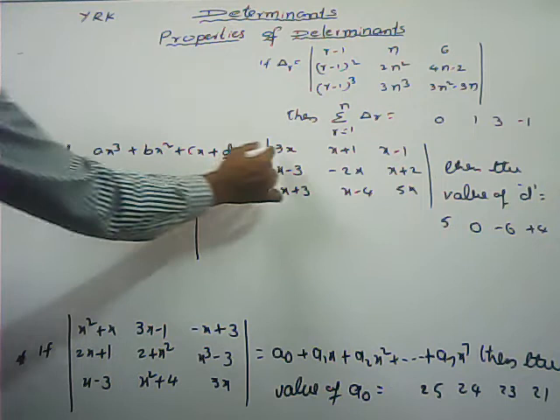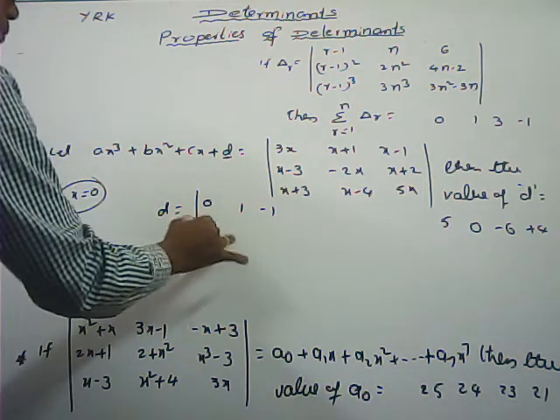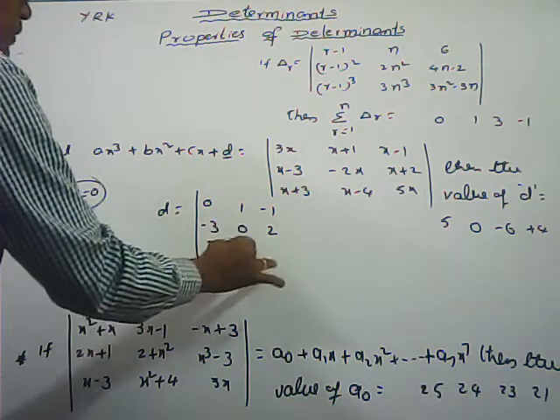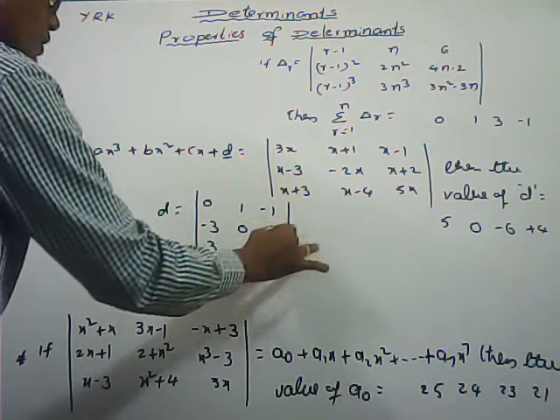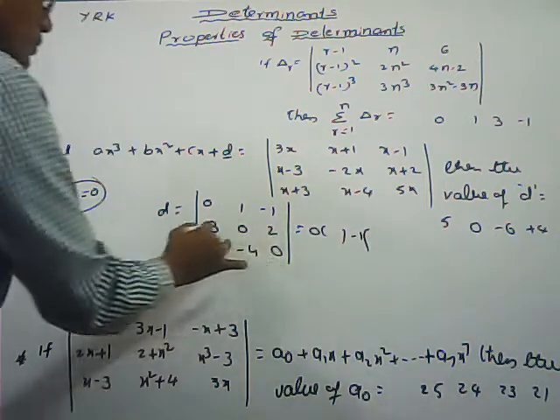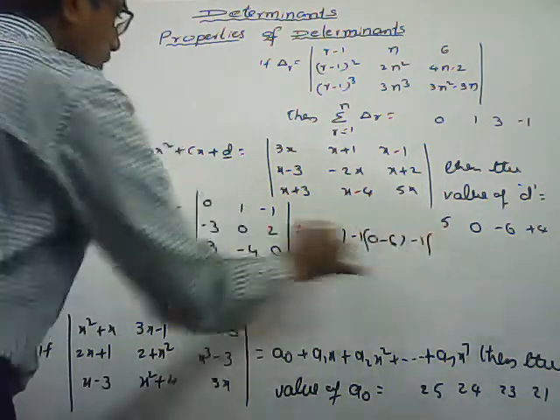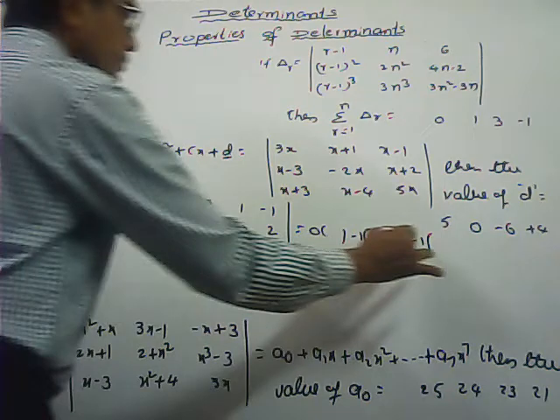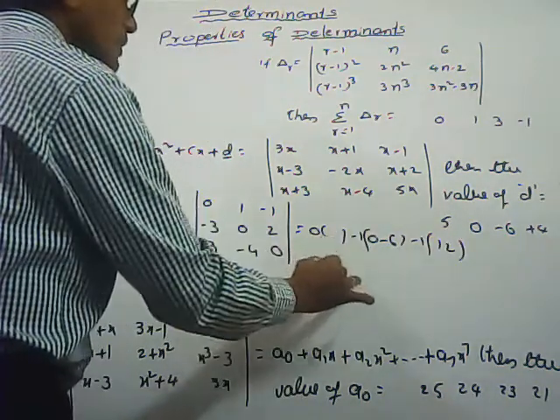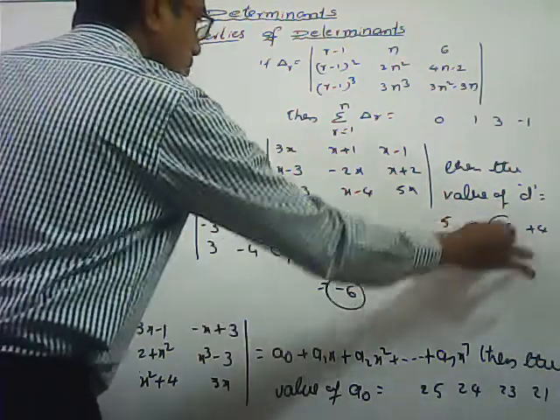If I put x equals to 0, we get 0, 1, minus 1, minus 3, 0, 2, 3, minus 4, 0. Now this one you can expand. 0 into anything is 0 only. Minus 1 into 0 minus 6, minus 1 into 12 minus 0. That is equal to, here 6 minus 12, that is equal to minus 6. Third option is the correct one.